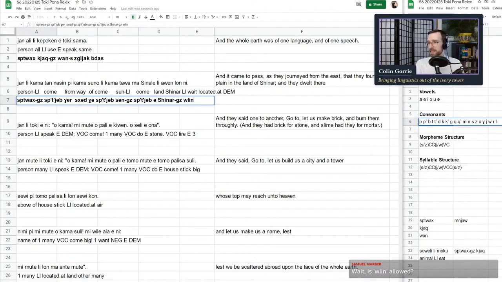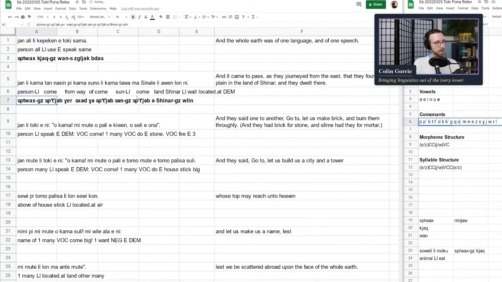Lean is allowed because what is a consonant? L is a consonant. So we just have actually a nice consonant cluster. So yeah, lean is allowed. I mean, if sptwach is allowed, I'm going to say lean is allowed. Okay, we need two more morphemes for this. Shinar.